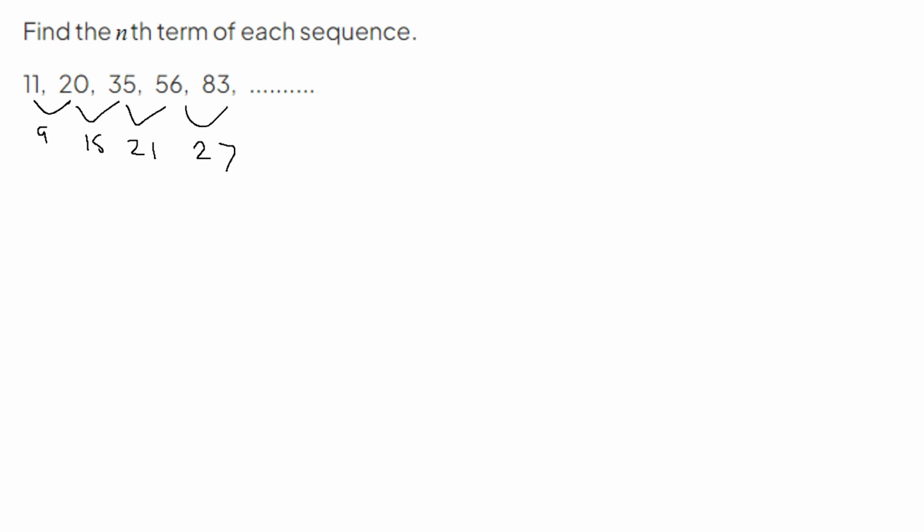What's the common difference here? Well, let's take a look. 15 minus 9 is equal to 6. 21 minus 15 is equal to 6. 27 minus 21 is equal to 6. 6 divided by 2 is equal to 3. And so therefore, this sequence has 3n squared.